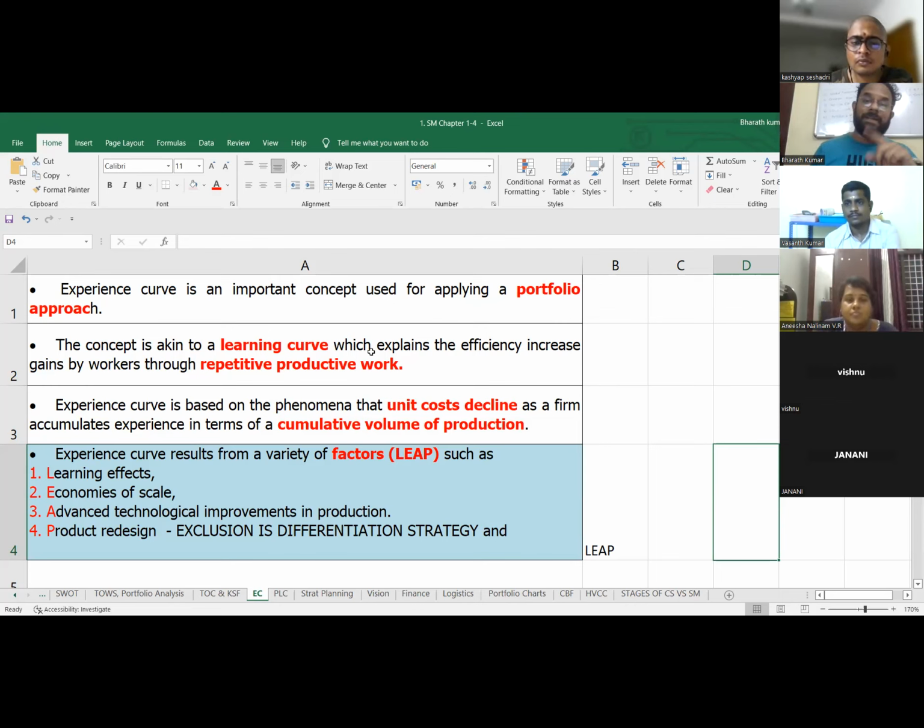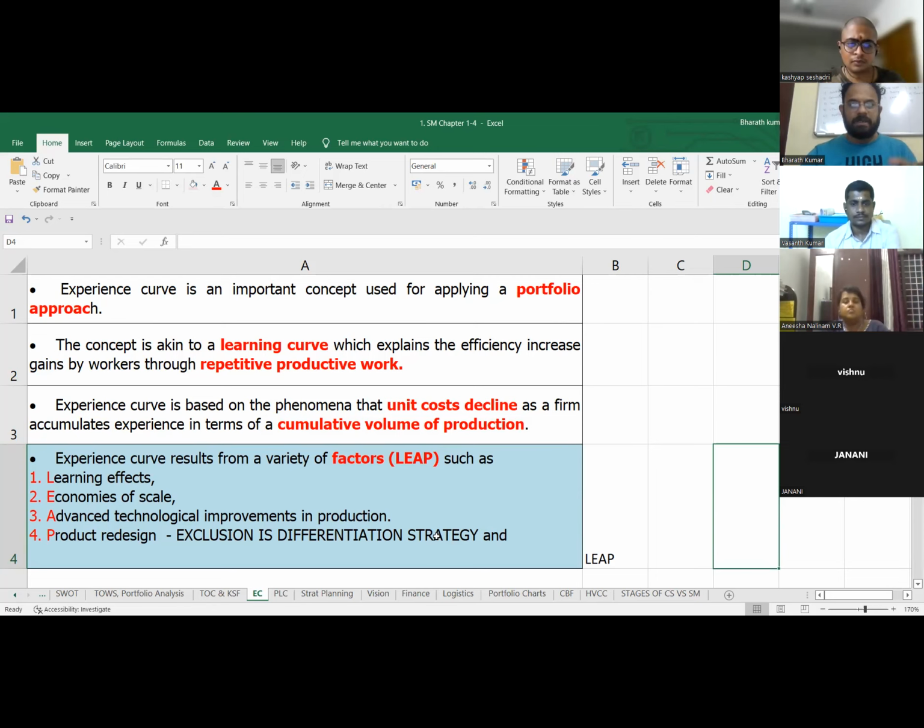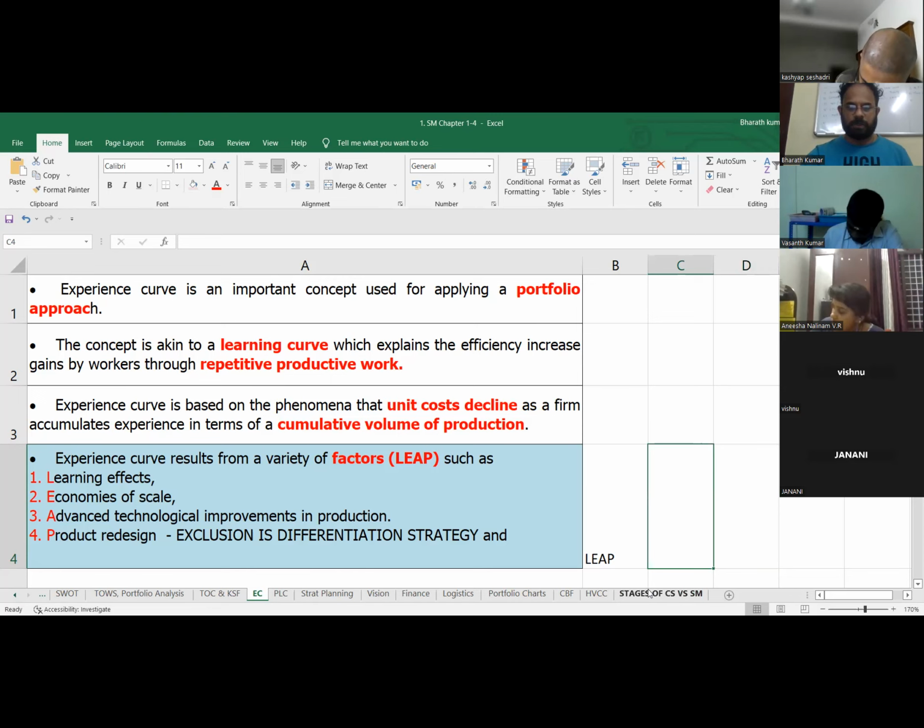Next is product redesign. However, see, ESSM, now I am doing smart work and I am showing you different product redesign. That is a point that they will talk about in exclusion, in differentiation strategy and focus strategy. So write there, and there is one gap, write there, and focus strategy. Are you clear with this question? That's a very simple 5-mark question.